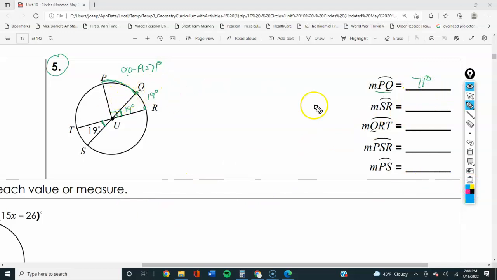All right, next up, SR. So again, I'm taking the shortest way possible here. How can I find SR? Well, can you guys see right here? This is a line, right? That's a straight line. So that whole thing's a straight line. So this 19 plus whatever this is equals 180, right? So to find SR, because this whole thing is 180, I'm going to do 180 minus 19. And I get 161.